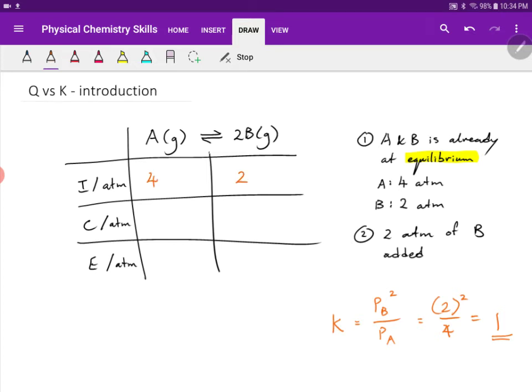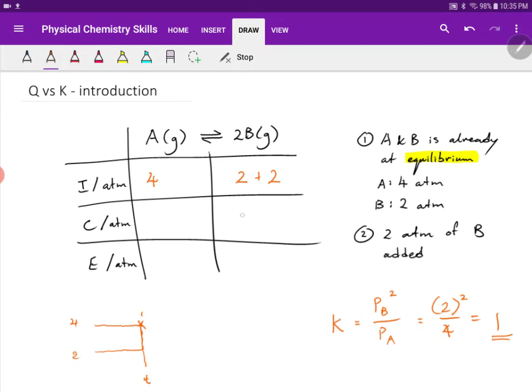Okay, so this system is already at equilibrium, and if you look at the graph, it's probably already flat, right? A and B will already be flat at 4 and 2, and suddenly what I did was I added 2 atmospheres of B. So at this particular time T, I added 2 atmospheres of B, so it shot up here to 4. So in fact, what you should do is take 2 plus 2 over here.